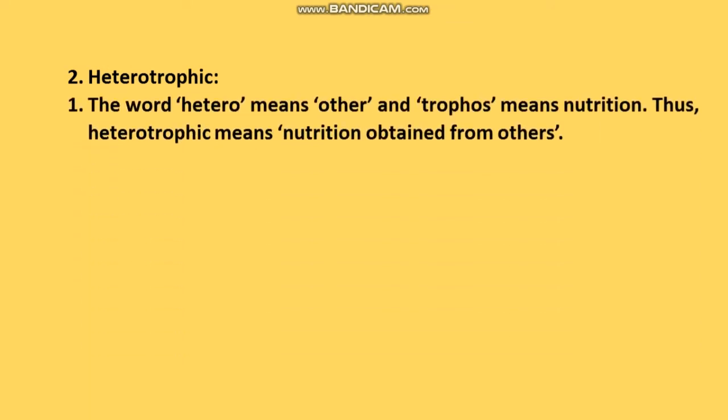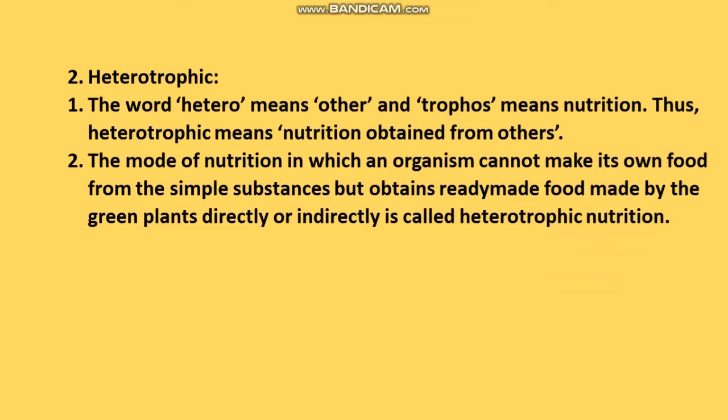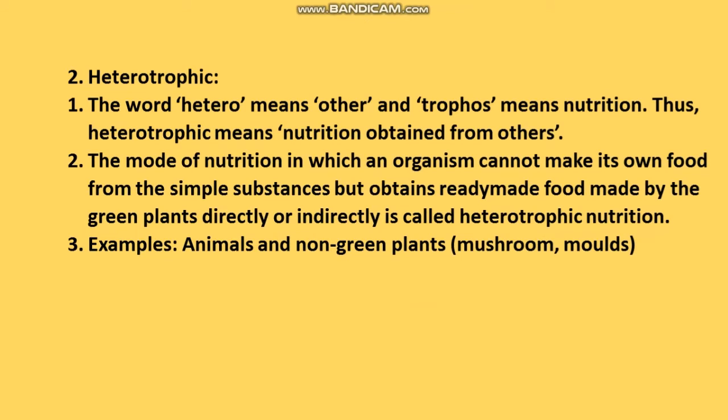Heterotrophic. The word hetero means other and trophos means nutrition. Thus, heterotrophic means nutrition obtained from others. The mode of nutrition in which an organism cannot make its own food from simple substances but obtains ready-made food made by the green plants directly or indirectly is called heterotrophic nutrition. Examples: animals and non-green plants like mushroom, mouse.